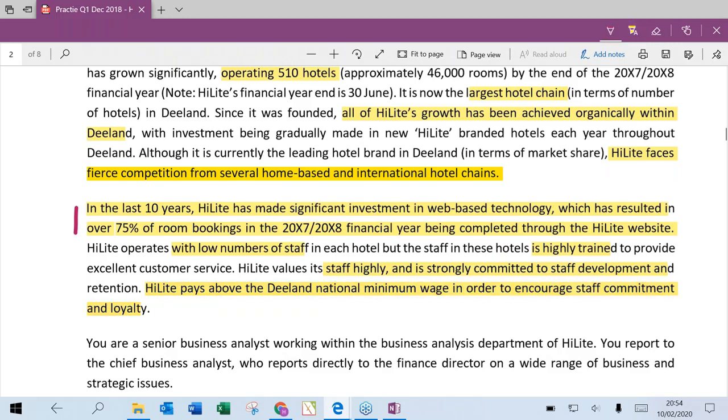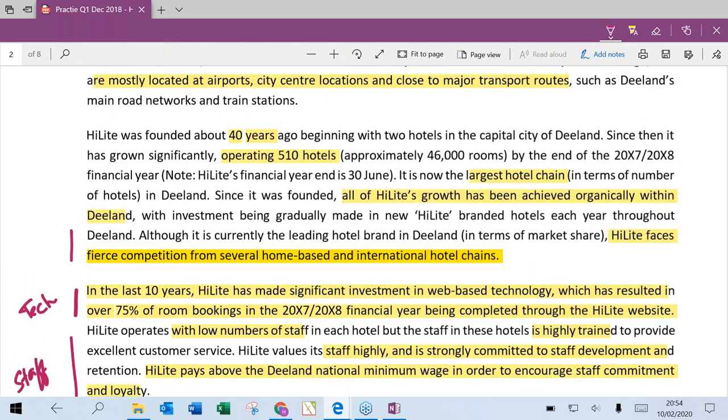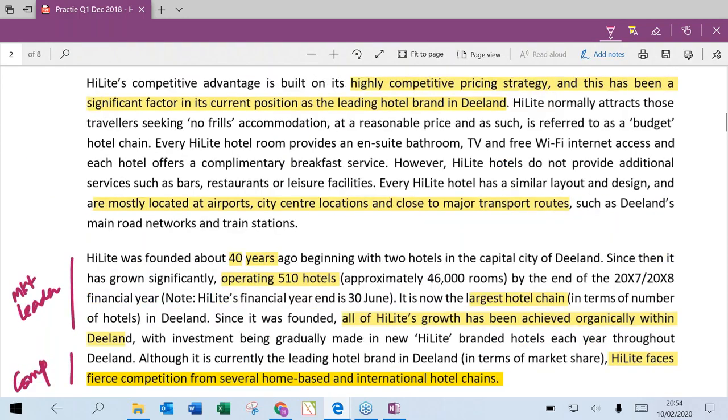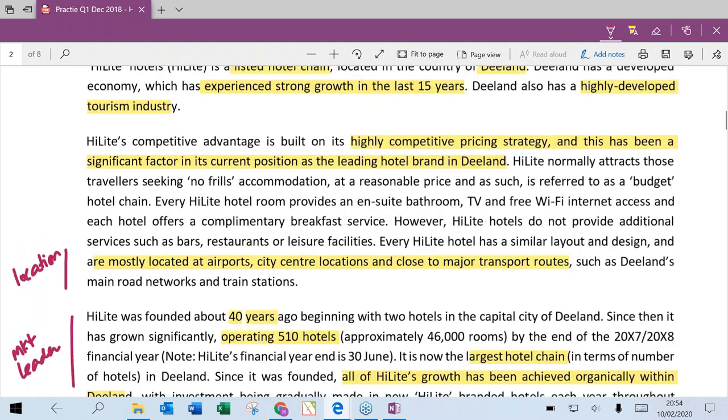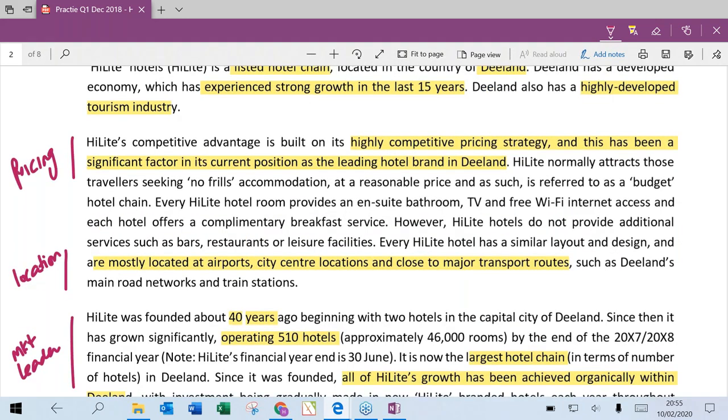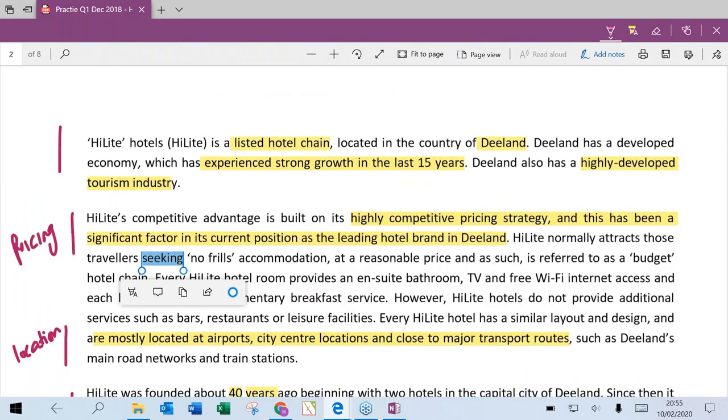Let me reduce the thickness of the marker, please. So this talks about technology. And this talks about staff. Okay. And this talks about competition. This talks about market leader. This talks about location. And this talks about pricing. And this talks about booming economy and booming industry.